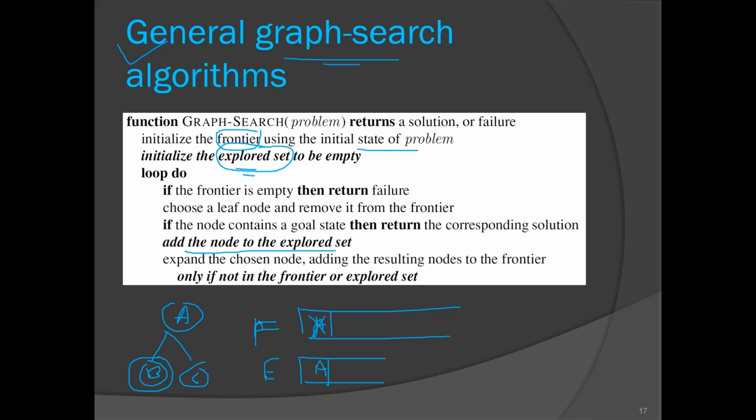Then expand the chosen node and add the resulting nodes to the frontier only if they are not in the frontier or explored set. So we have to check that also. So for A we have B and C. They are generated and added to the frontier. Now B will be chosen, and it is removed from the frontier. B contains a goal state, yes, and you return the corresponding solution. So these three steps are additional.